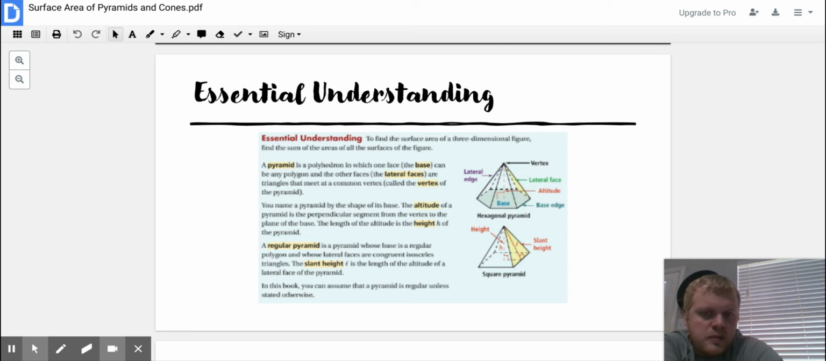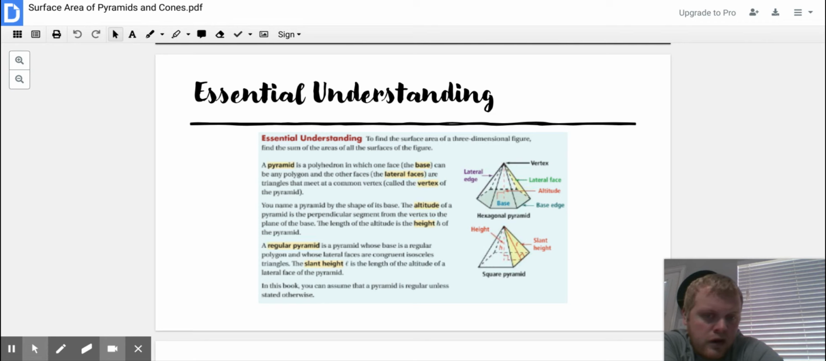The altitude of a pyramid is the perpendicular segment from the vertex to the plane of the base. The length of the altitude is the height of the pyramid. So again, all stuff that we know there, and then these pictures show great examples of what it says there. A regular pyramid is a pyramid whose base is a regular polygon and whose lateral faces are congruent isosceles triangles. Key vocabulary there. Remember, regular means that all sides are congruent. Isosceles triangles means that there are two sides that are congruent. So again, the legs on those isosceles triangles are congruent.